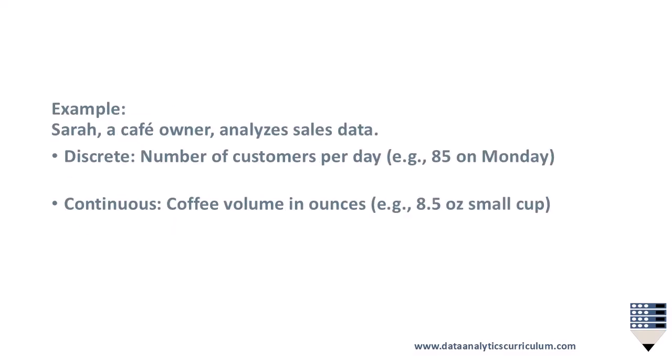Quantitative example. Here's a quick example. Sarah owns a cafe and analyzes her sales data. The number of customers who visit each day, for instance, 85 on Monday, is discrete data. The amount of coffee served, like 8.5 ounces in a small cup, is continuous data.